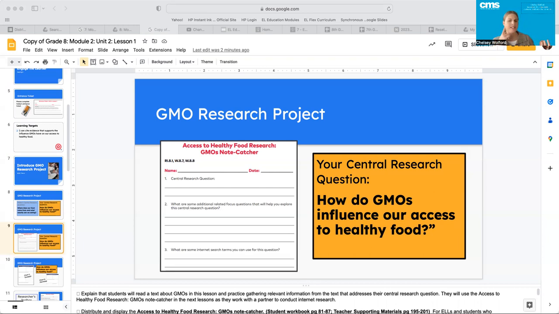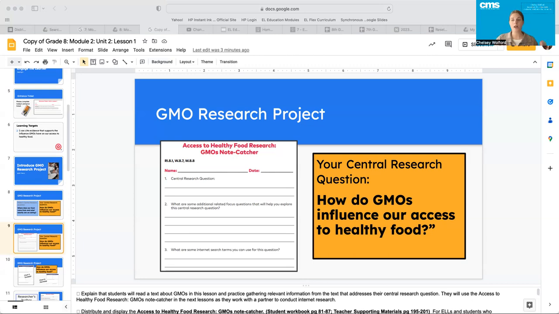Number 2 says, what are some additional related focus questions that will help you explore this central research question? Here are some examples. What are the benefits of GMOs? What are the potential dangers of GMOs? What might be the long-term effects of GMOs on our health? And what might be the long-term effects of GMOs on the government? And then number 3, what are some internet research terms you could use for this question? GMOs, genetically modified foods, and genetic engineering.